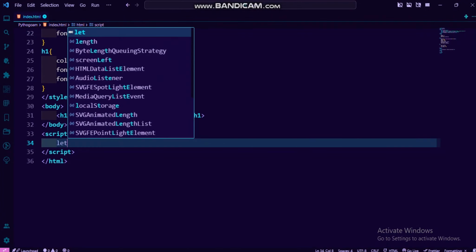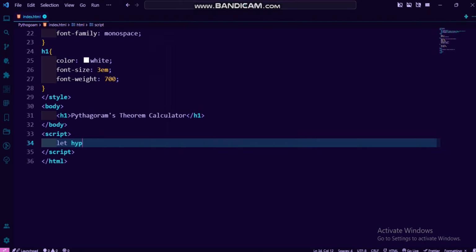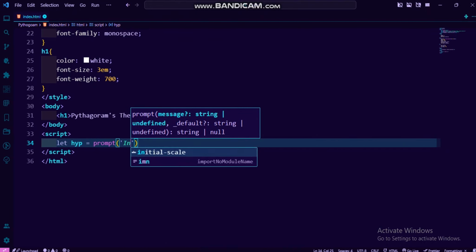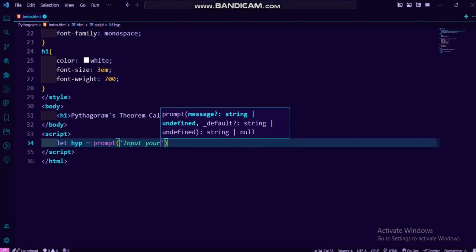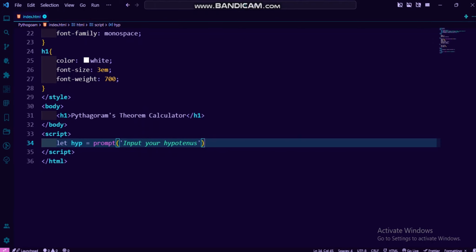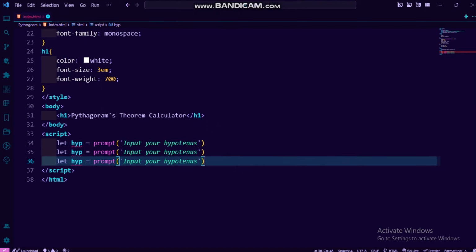I'm going to be creating three variables: hypotenuse, adjacent, and opposite. Let's copy this and this.